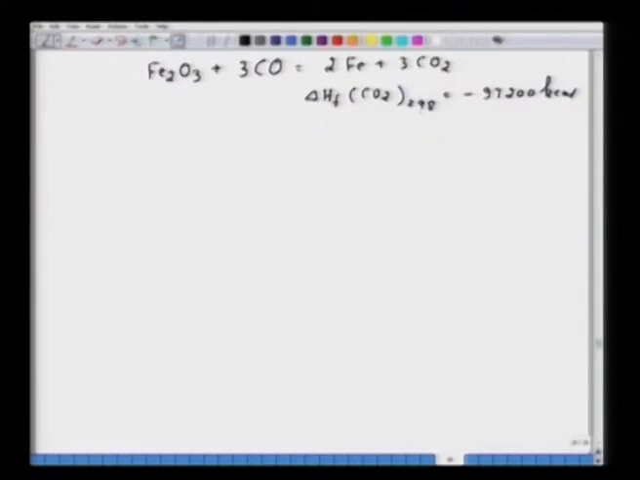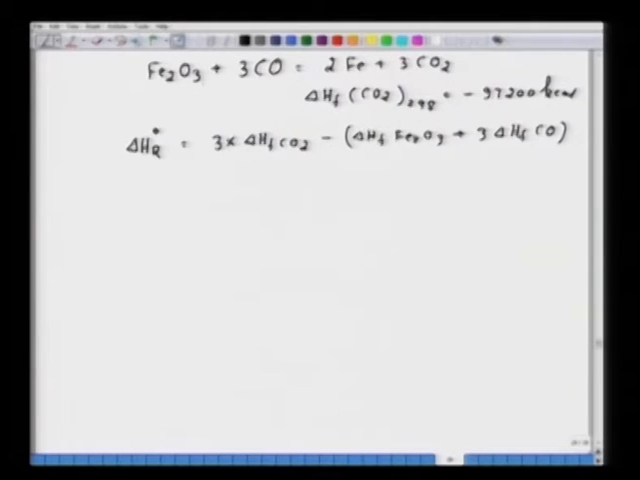Now, if I forget somewhere to write 298, I mean tabulated values, they are always at 298 Kelvin. So, there should be no confusion. So, now I can calculate delta H naught R for this reaction. Delta H naught normally refers to 298 Kelvin. So, that will be equal to 3 into delta H F CO2 minus delta H F Fe2O3 plus 3 into delta H F CO.